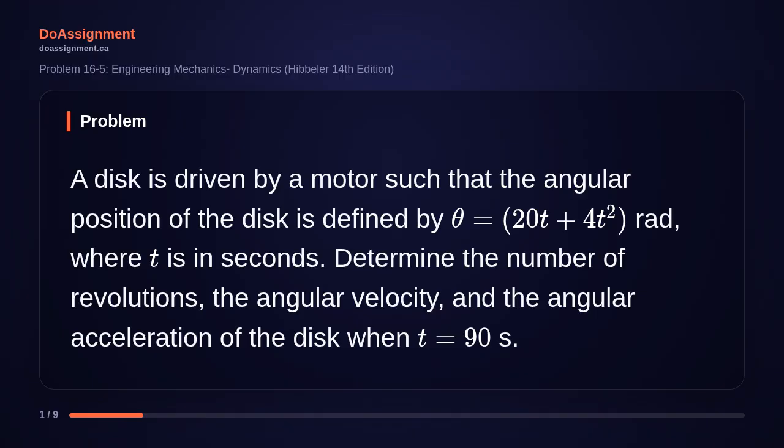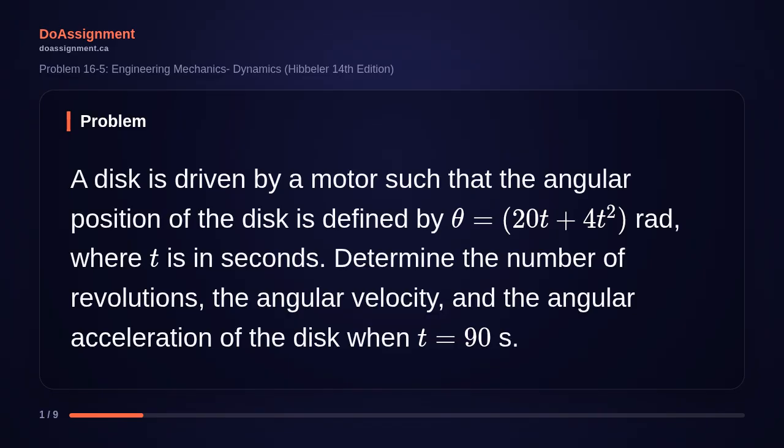A disk is driven by a motor such that the angular position of the disk is defined by theta equals 20t plus 4t squared radians, where t is in seconds. Determine the number of revolutions, the angular velocity, and the angular acceleration of the disk when t equals 90 seconds.